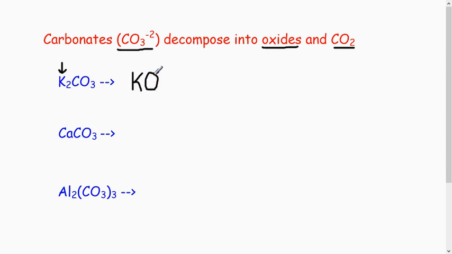To figure out the subscripts on this, because it's an ionic compound, we're going to look up the charges. Potassium has a charge of +1, oxygen has a charge of -2, so we're going to crisscross those charges and we get K2O as my oxide, and then my other product will be CO2.